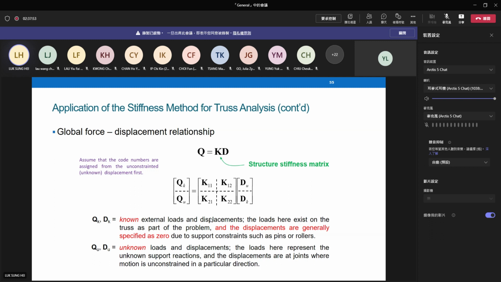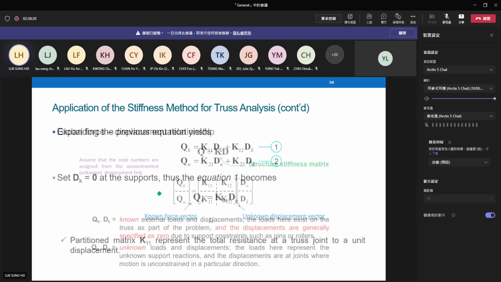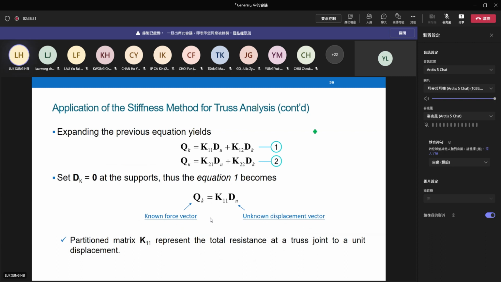So how to solve the problems? How to solve these equations? I express the equation symbolically. At the beginning, we have a global force displacement relationship, Q equal to KD. All capital means they express in global system. We can convert them using matrix partitioning, cut them into known and unknown parts, based on the previous discussions. And then by using matrix multiplications, you can convert this equation into 2 matrix equations, equation 1, equation 2.